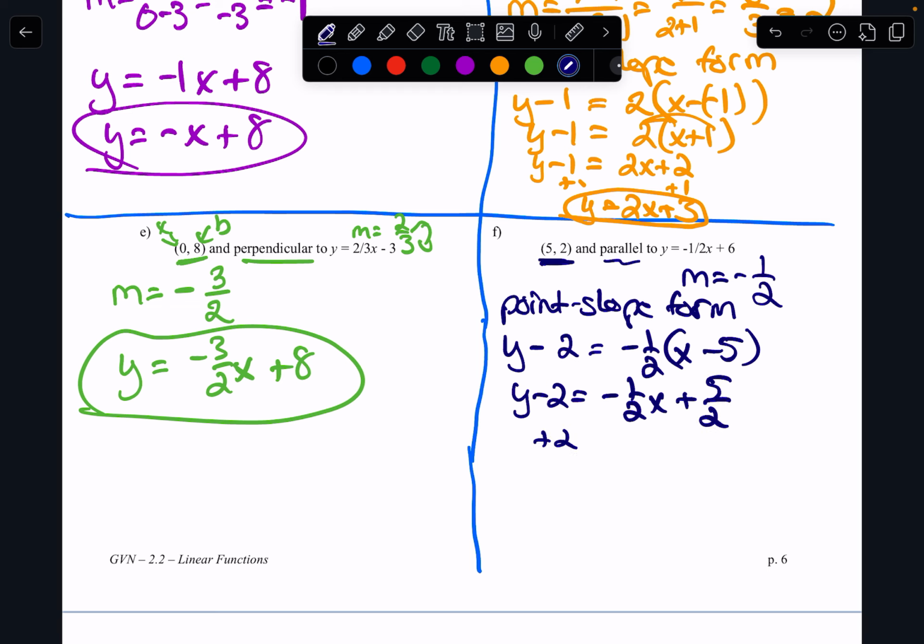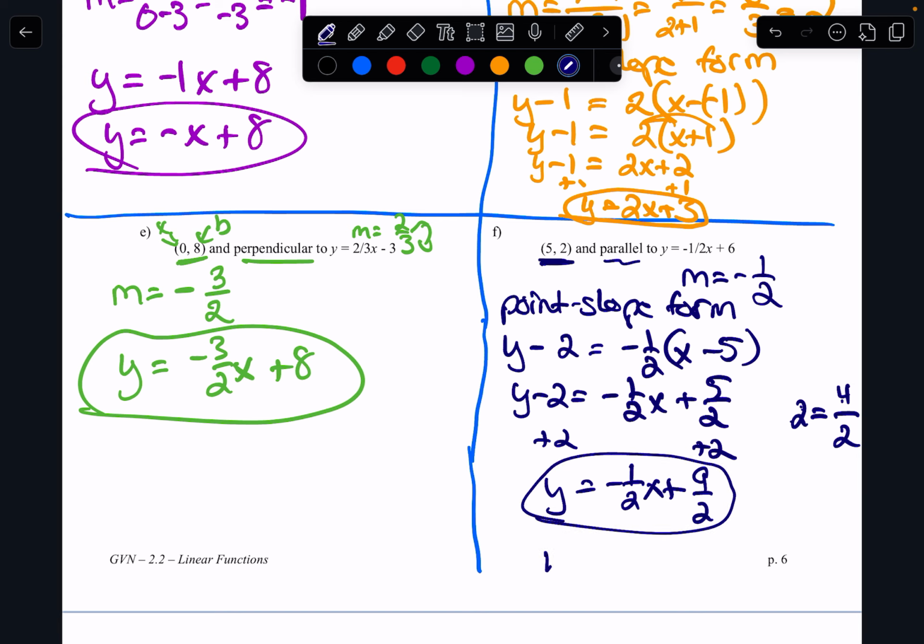Okay, we're adding 2 fractions. So let me do this on the side here. So 2, if we want to write it as halves, 2 times 2 is 4, so it's 4 over 2. So then 4 plus 5 is 9, so it's 9 over 2. So we can leave it in this form, or we can make the 9 over 2 a mixed number, which is 4.5.